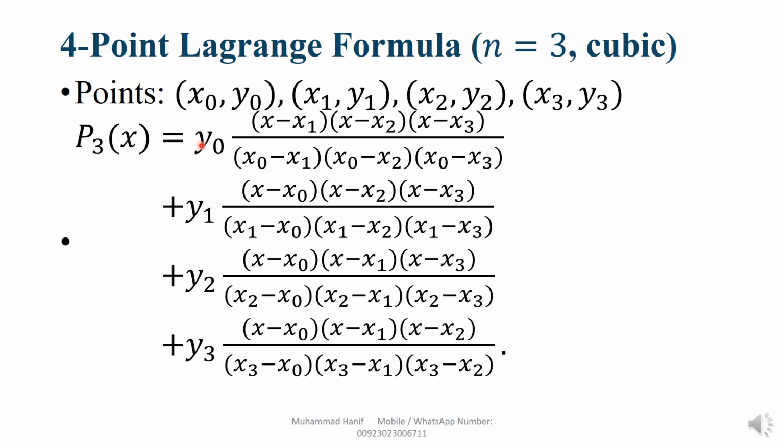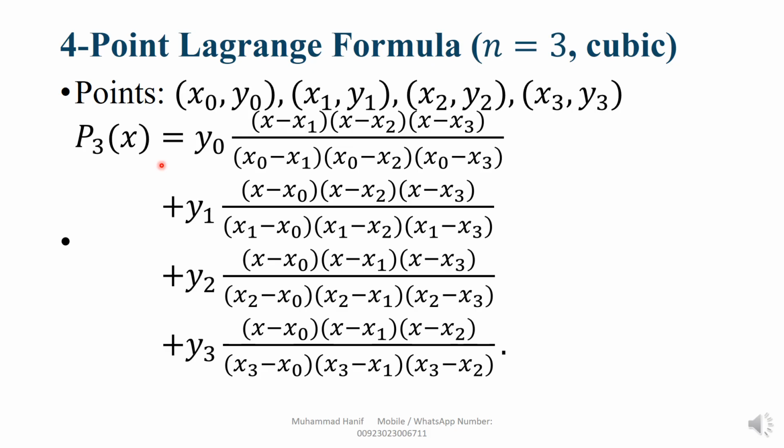Now you can see here the 4-point Lagrange formula. N equal to 3. The value of n is 3. Points 1, 2, 3, 4. Now you can see here the 4-point formula, P3, because the value of n is 3.